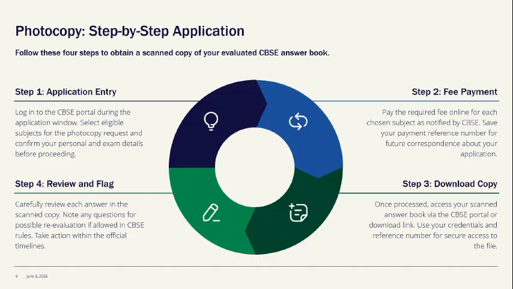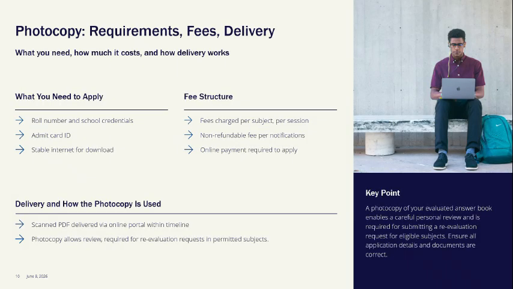In this case, if you still have concerns, you may proceed to the next stage and apply for a photocopy of your evaluated answer sheet. The photocopy stage gives students a detailed view of their evaluated answer scripts. Step 1. Submit application. Log into the CBSE portal. Choose the subjects for which you want the scanned copy. Verify all details carefully.